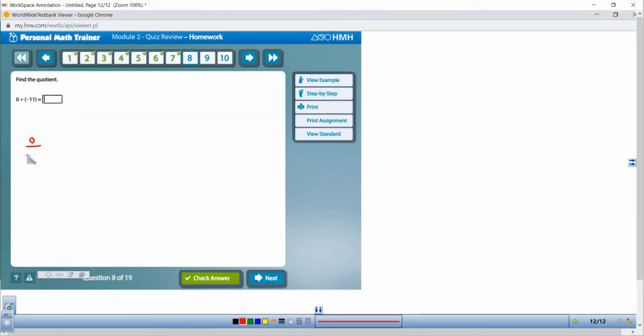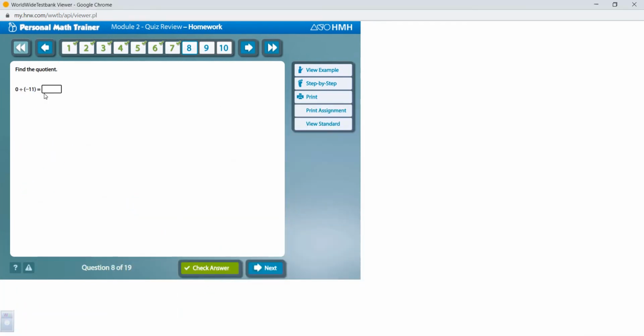Okay, this is important. 0 divided by anything is 0. And anything divided by 0 is undefined. Okay? 0 divided by anything is 0, and anything divided by 0 is undefined. Since this one is 0 divided by negative 11, the answer is going to be 0. How many negative 11s are in 0? There aren't any negative 11s in 0. All right, we put 0, and we go on to our next question.